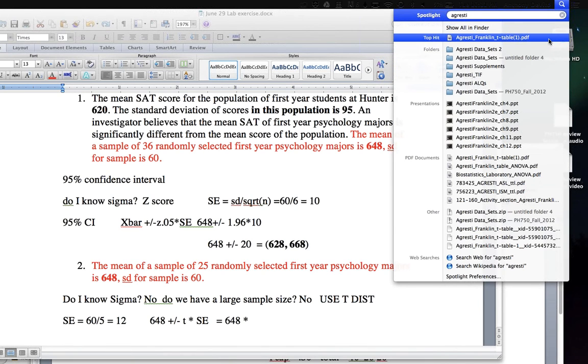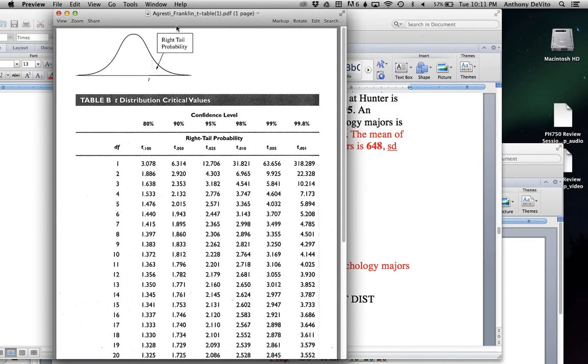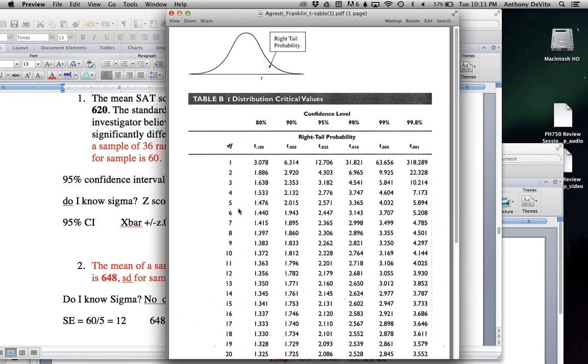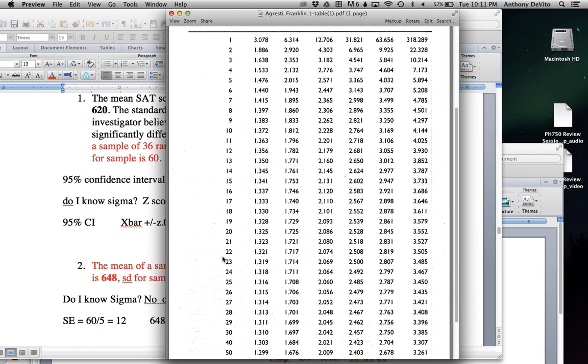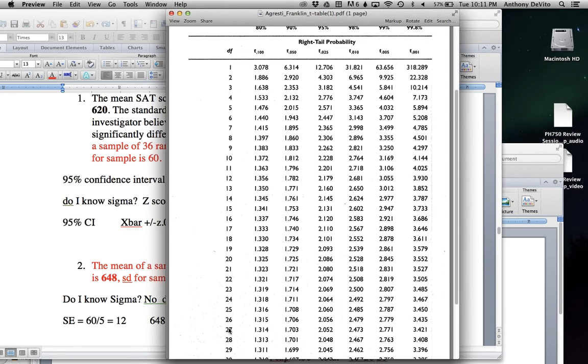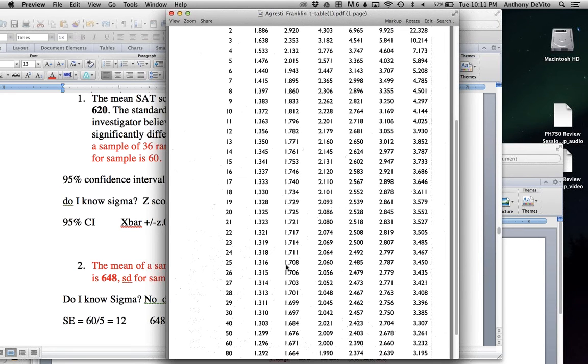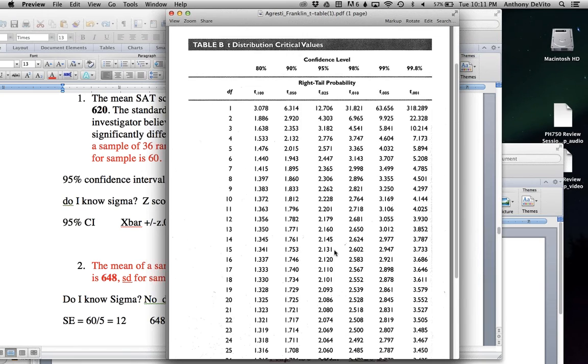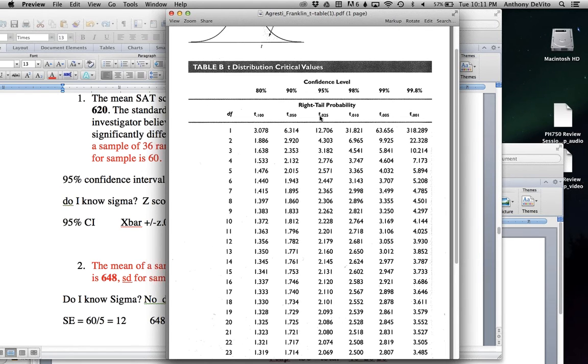Whoops. There it is. I got my t-table. So my sample size is 25. So I go down here to 24 degrees of freedom, right? Degrees of freedom. 24 degrees of freedom. I go across here to, I think it's the third row over.